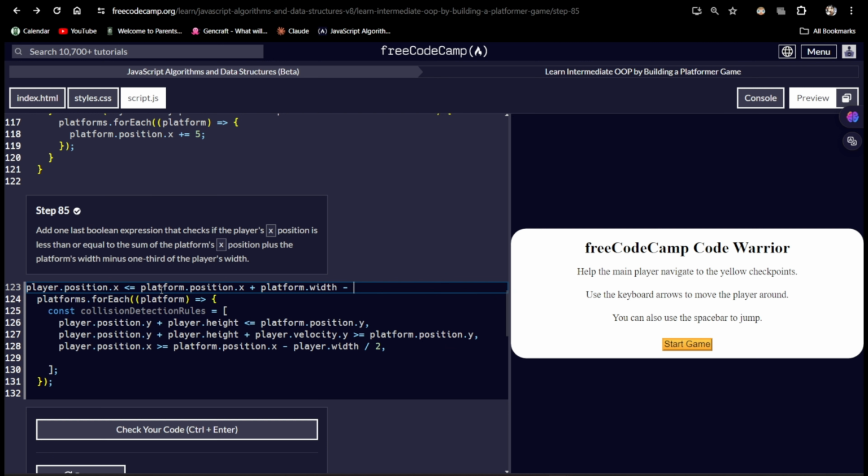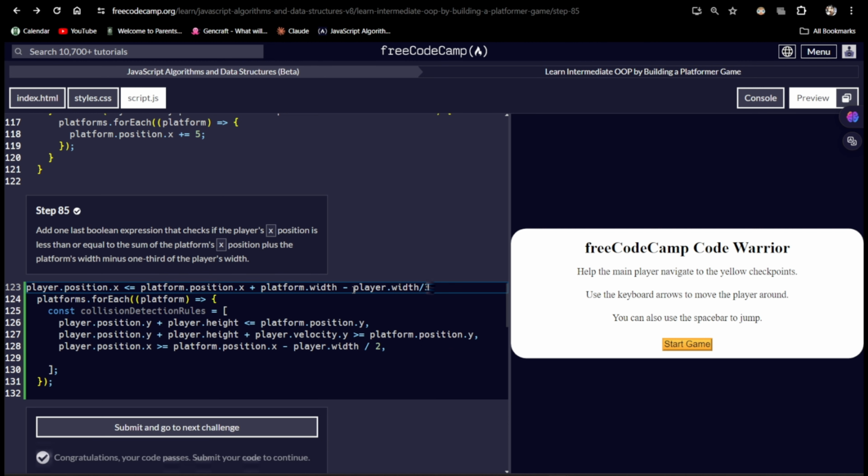So we only have to divide it by 3, because if this part is the half of the player width, we divide it by 2, so we equal it by 2. So in this case we only have to divide it by 3 to make the sides equal to 3. Divided by 3. The player width divided by 3. So that would be it. Nice.